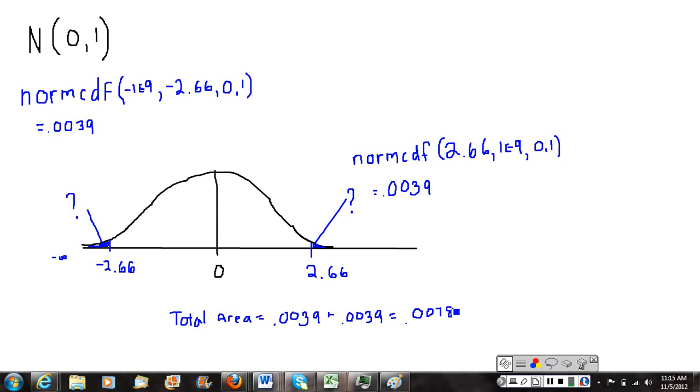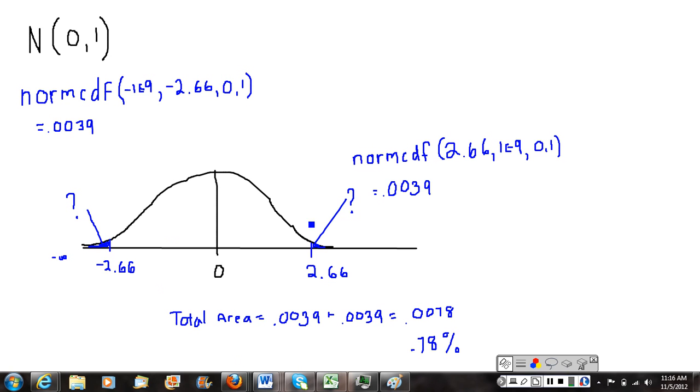Notice WAMAP asked for it as a percent. To convert a decimal to a percent, we want to multiply by 100 or slide the decimal point 2 places to the right. So as a percentage, it's going to be 0.78%, less than 1%. 0.78% of the area under the normal curve is more than 2.66 standard deviations away from the mean.